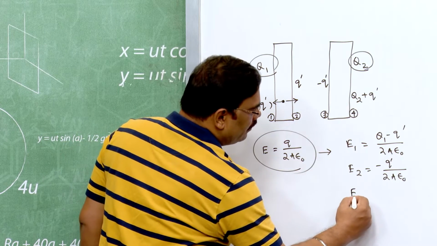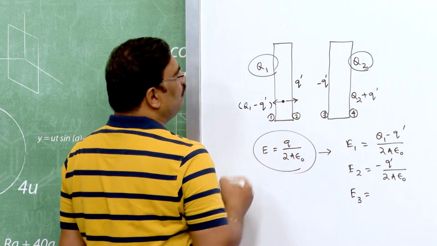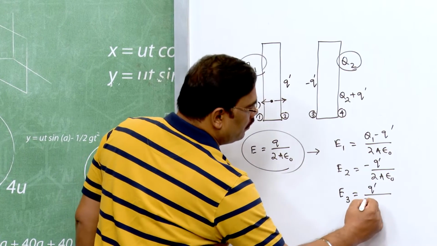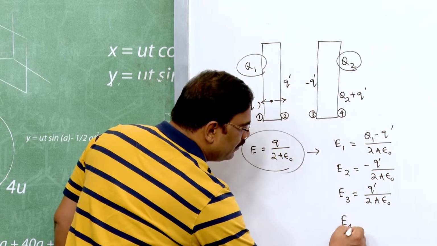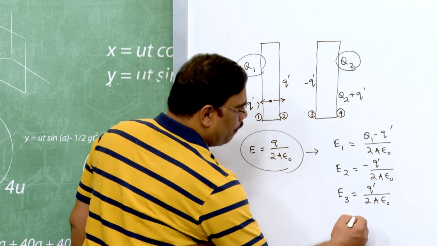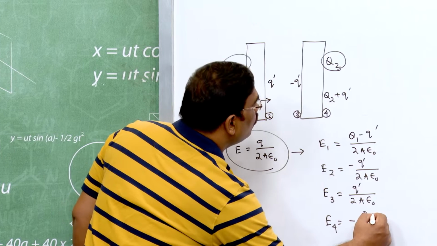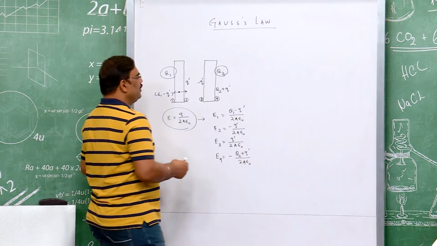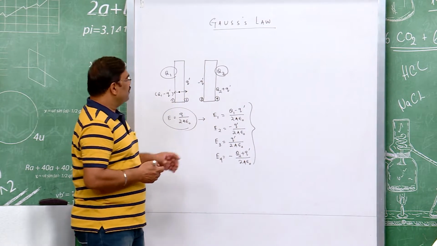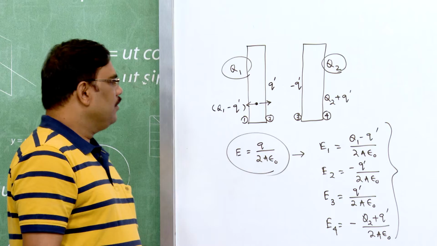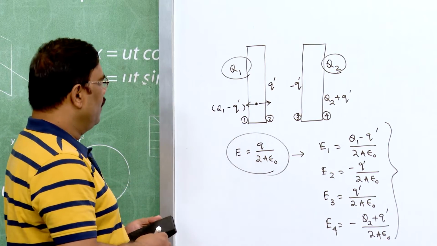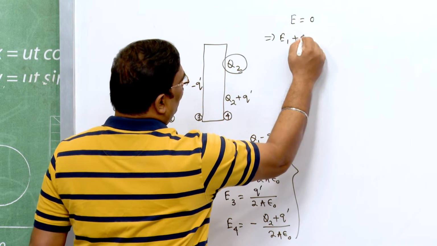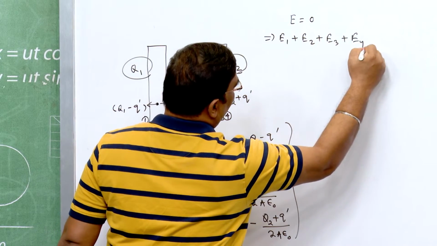Similarly, E 3, the electric field due to the third face, will be q dash divided by 2 A epsilon naught, and the electric field due to the fourth face will be minus q 2 plus q dash divided by 2 A epsilon naught. I have considered the directions of the electric fields by taking positive and negative signs. Since the net electric field inside a conductor is 0 according to Gauss law, we get the net electric field E equal to 0. Therefore, E 1 plus E 2 plus E 3 plus E 4 is equal to 0.